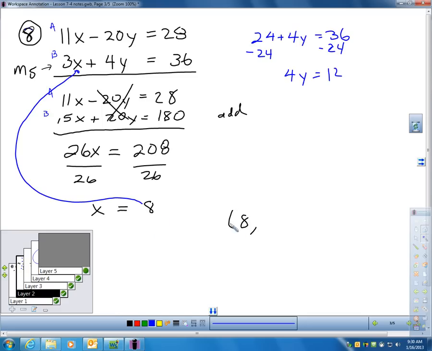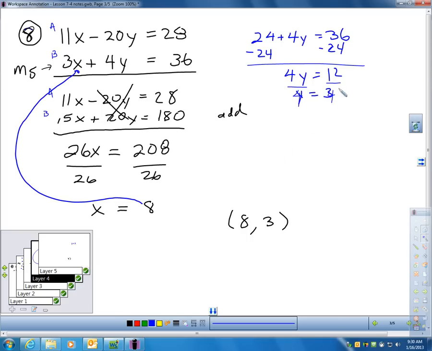So now that I know x is 8, I've got to find y. So I decided to take 8 and plug it into my original equation. I get 24 plus the 4y equals 36. I'm going to take away the 24 from each side. 4y equals 12. I can divide each side, of course, by 4. And I just figured out that y would equal 3.